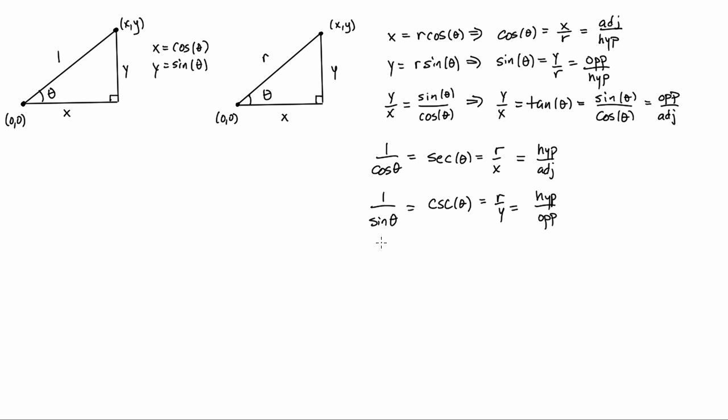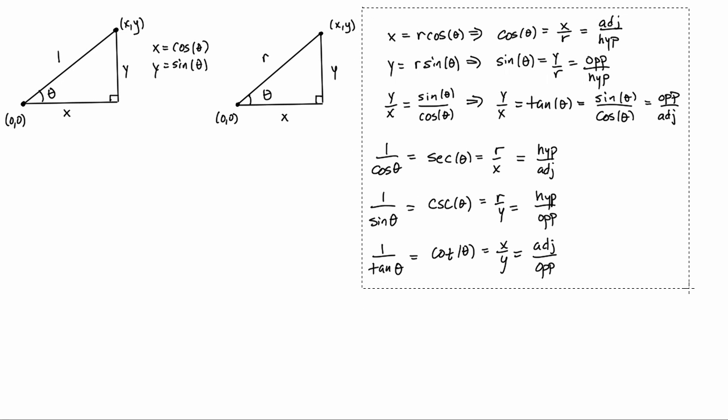Next up is 1 over tangent. We define 1 over tangent theta to be the cotangent of theta, and it is x over y, or adjacent over opposite, excuse me. So these are the 6 trigonometric functions.